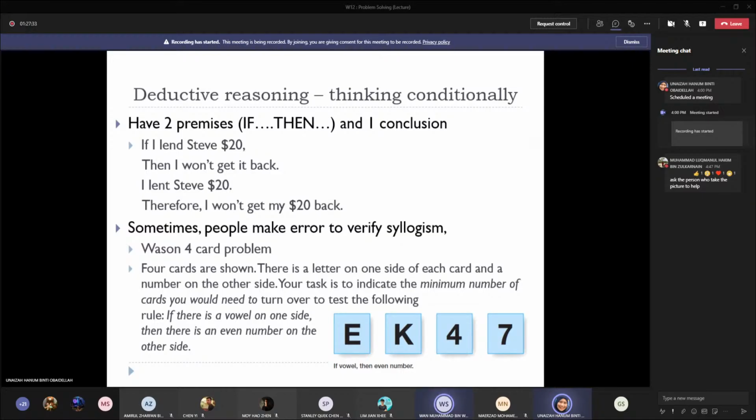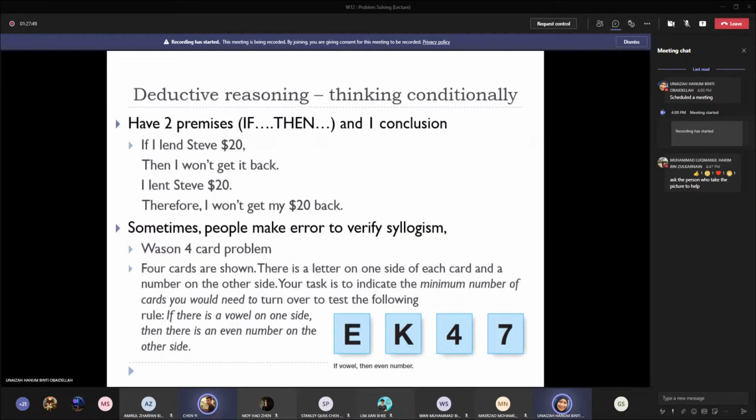I mean, if it's 3, I guess it wouldn't matter. Any 3 combination should work. E, K, 4, K, 4, 7, E, 4, 7. E, 4, 7, right. Yeah. Okay, all right. And if it's 2, which one would you turn?